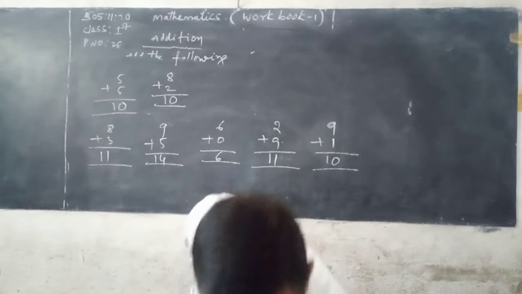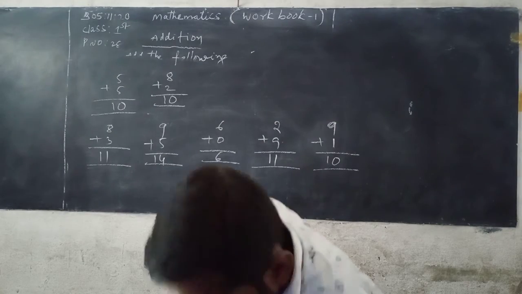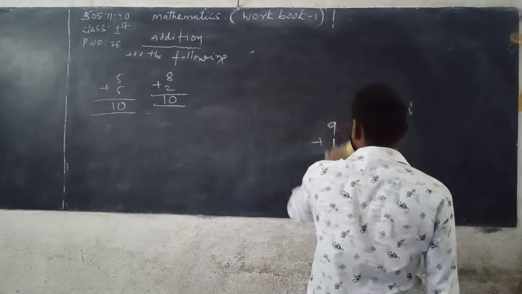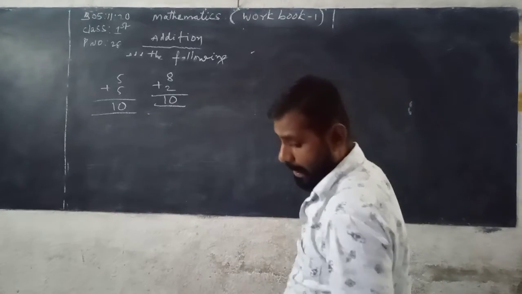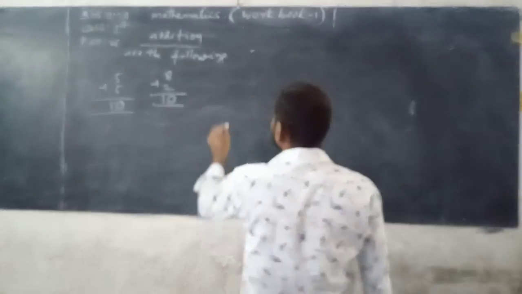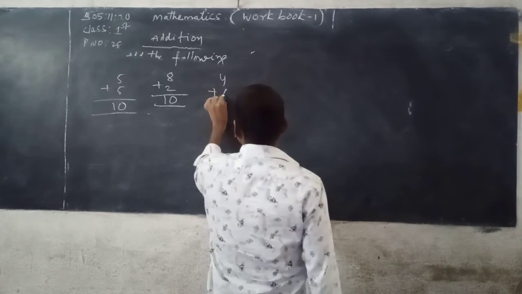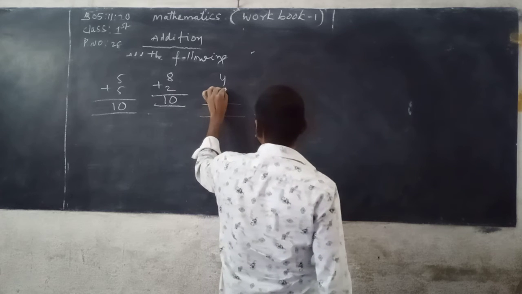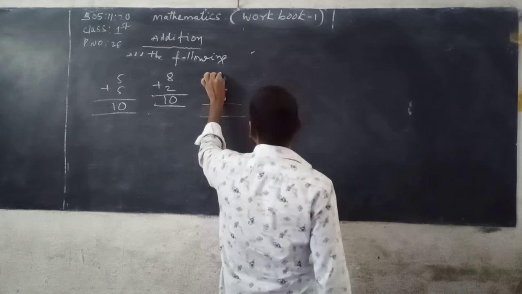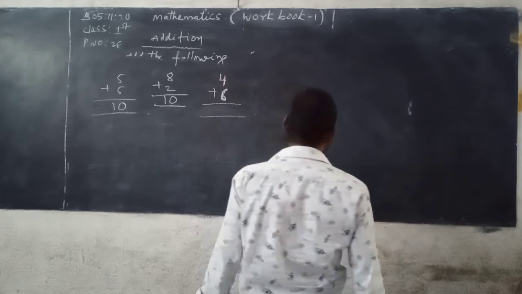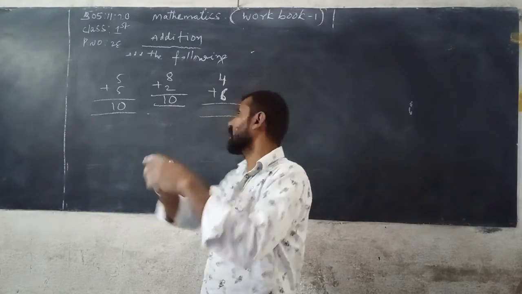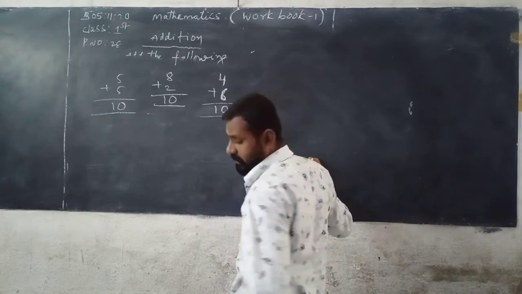Next, 4 plus 6. Here, keep 6, the bigger number, in your mind and take 4 fingers in your hand. You can count 6, after 4 fingers, 7, 8, 9, 10. So the sum is equal to 10.